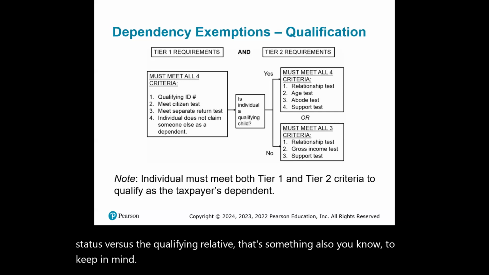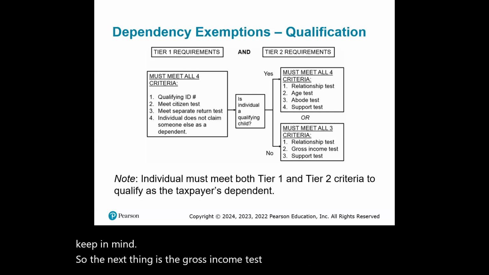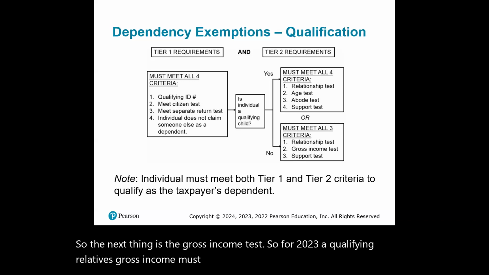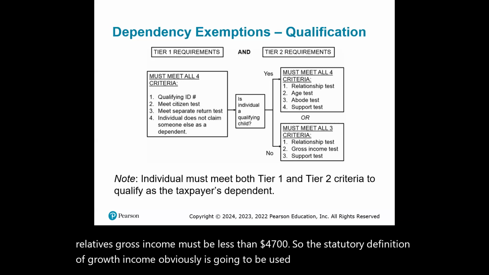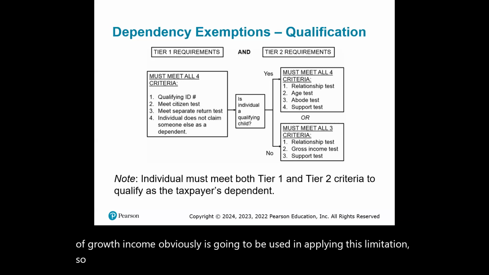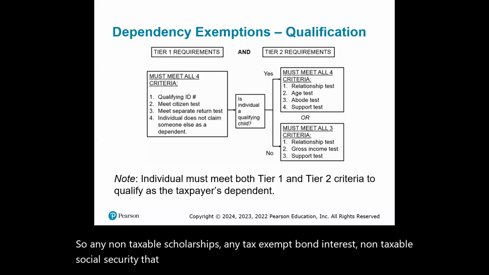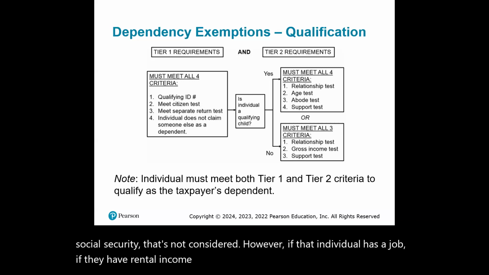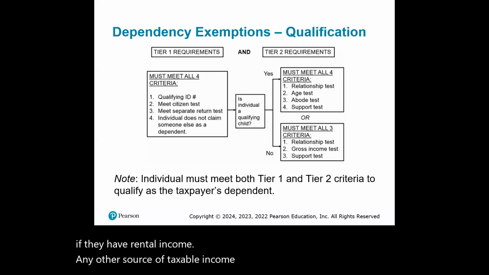So the next thing is the gross income test. For 2023, the qualifying relative's gross income must be less than $4,700. The statutory definition of gross income obviously is going to be used in applying this limitation. So any non-taxable scholarships, any tax-exempt bond interest, non-taxable Social Security, that's not considered. However, if that individual has a job, if they have rental income, any other source of taxable income, then that is factored in as it relates to the gross income test.